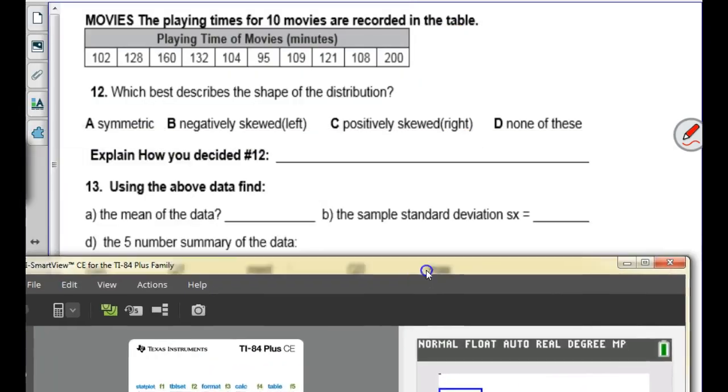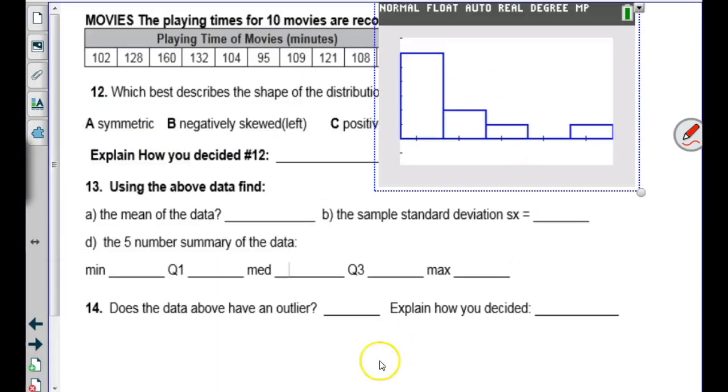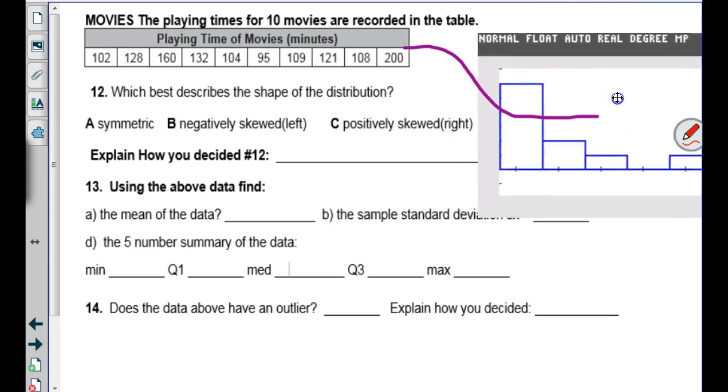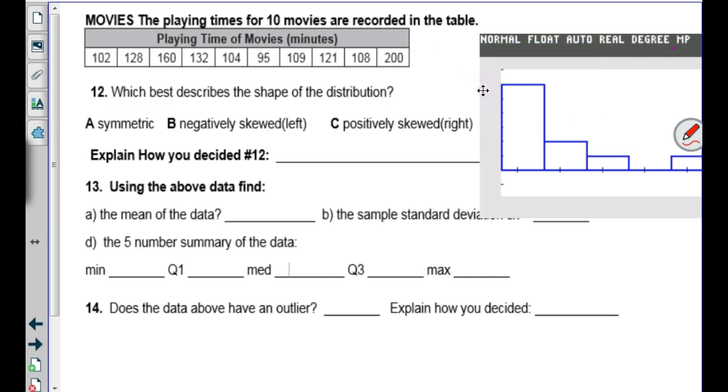All right, I can put it on the screen and then draw on it. It goes like this. So then you say the tail is dragged here to the right. So that would be right skewed, which is C. Now, how can you decide? You can literally say, I made the histogram and it's skewed to the right.